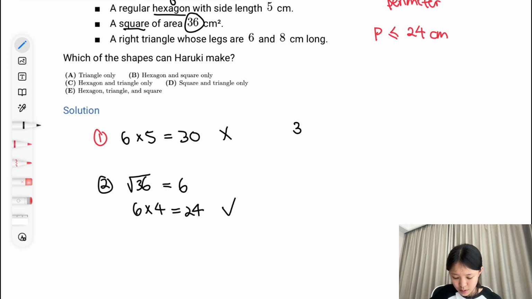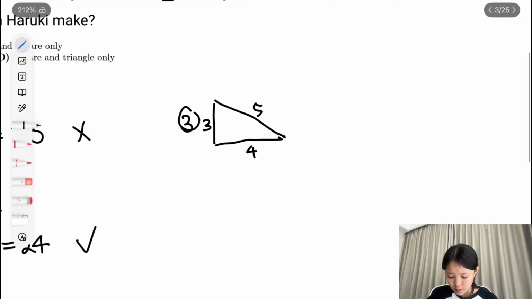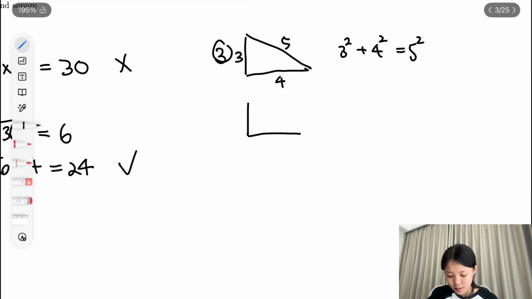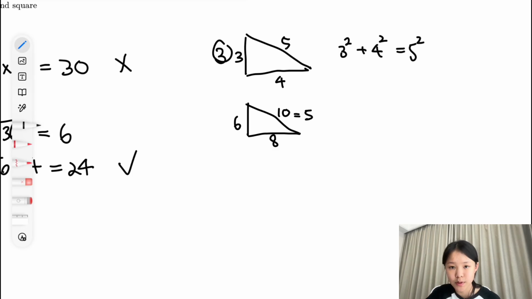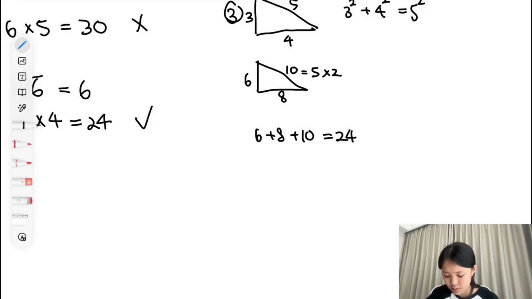And finally, the third one is a right triangle whose sides are 6 and 8 centimeters. By the Pythagorean theorem, we know there are triangles with sides 3, 4, and 5, where 3 squared plus 4 squared equals 5 squared. If we multiply each side length by 2, we get a triangle with sides 6, 8, and 10, because that's 5 times 2. So the perimeter of this right triangle is 6 plus 8 plus 10, which is 24, so that is also correct.